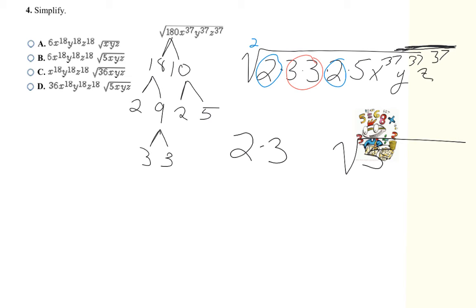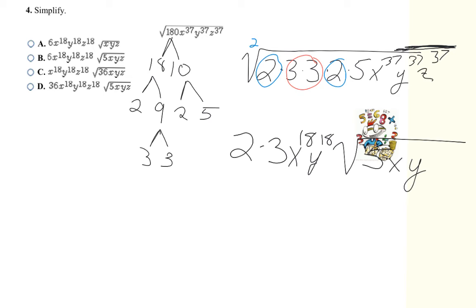So I'm going to think about how many times 2 divides into 37. It divides into 37 18 times. So I'm going to write an x to the 18th outside of the square root with 1 remaining, and so that's going to be 1x remaining underneath. And I do the same thing with the y's. 2 divides into 37 on the y 18 times also, so I'm going to have y to the 18th with 1 remaining, so I'm going to have 1y remaining underneath the radical.